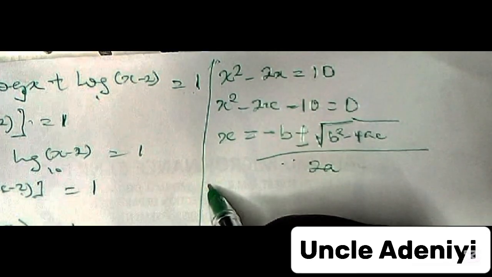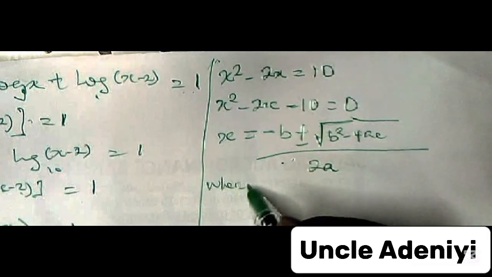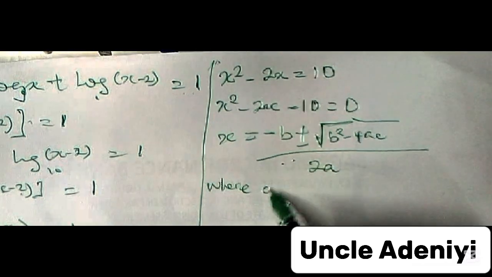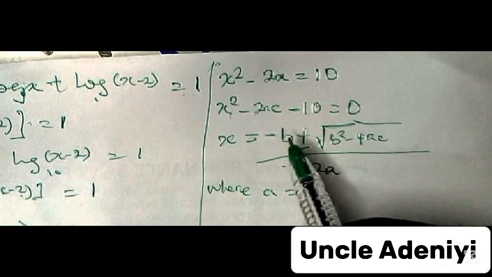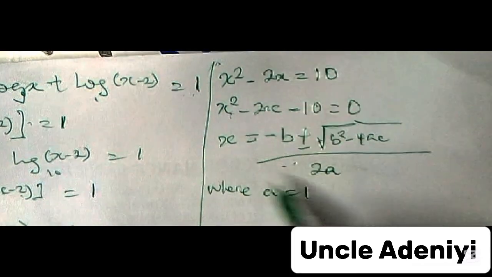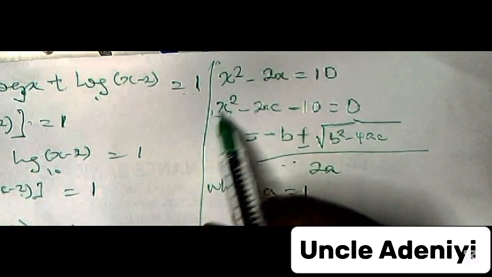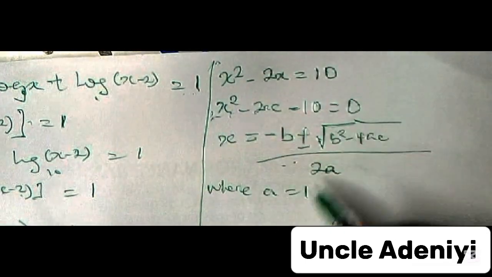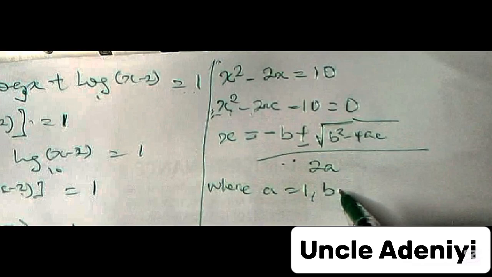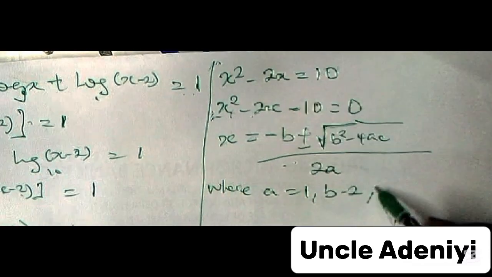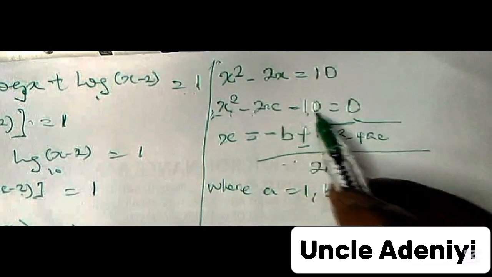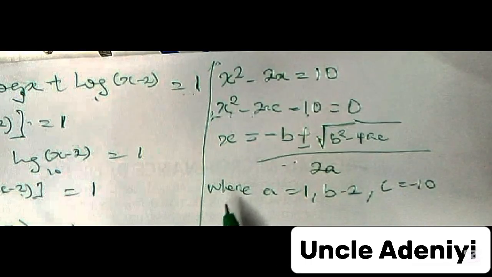Now where a is equal to what? Where a is equal to 1 is here. It is 1x squared, you might not see the 1, but 1 is there. And b is equal to minus 2 here, right? And c is equal to what here? Minus 10. Am I right?